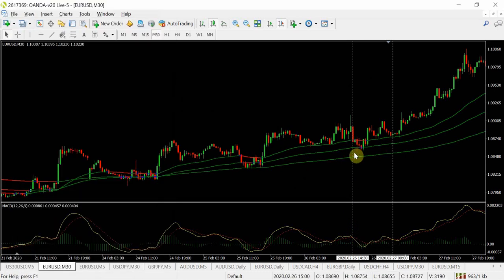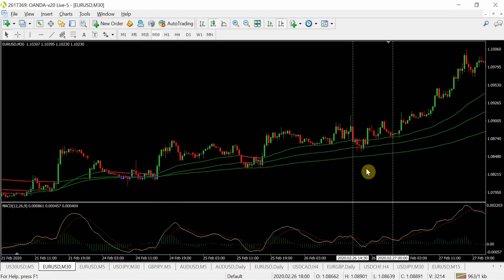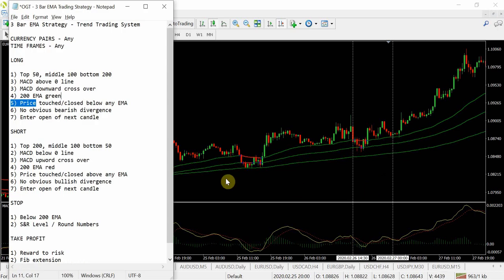The 200 EMA is green. And then the next thing here is price has touched or closed below the EMA. As you can see here, that red bar has closed below the 50 EMA. So that's great. That's what we're looking for. No obvious signs of bearish divergence.